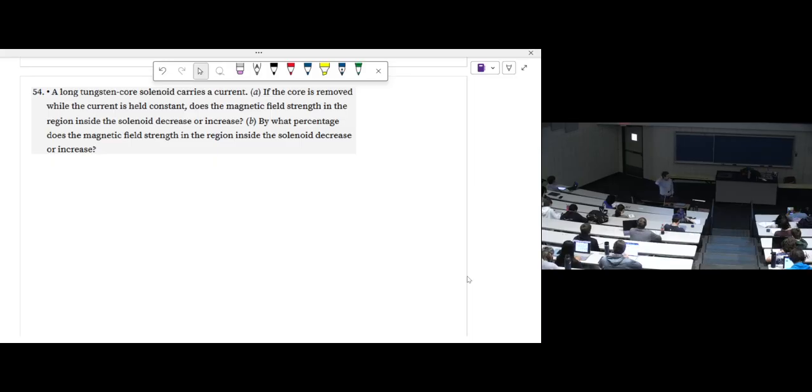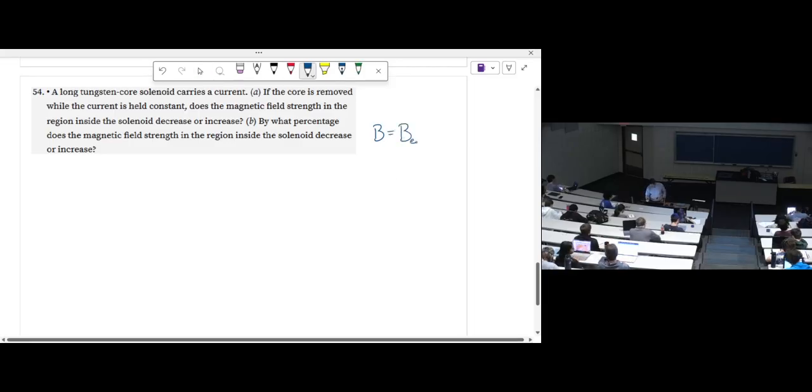This is a question about magnetization. And what it requires you to know, or remember from last time, is that the magnetic field inside the material of a magnetized material is equal to the external magnetic field strength times 1 plus what we called chi sub M. Chi sub M is the magnetic susceptibility of the material.